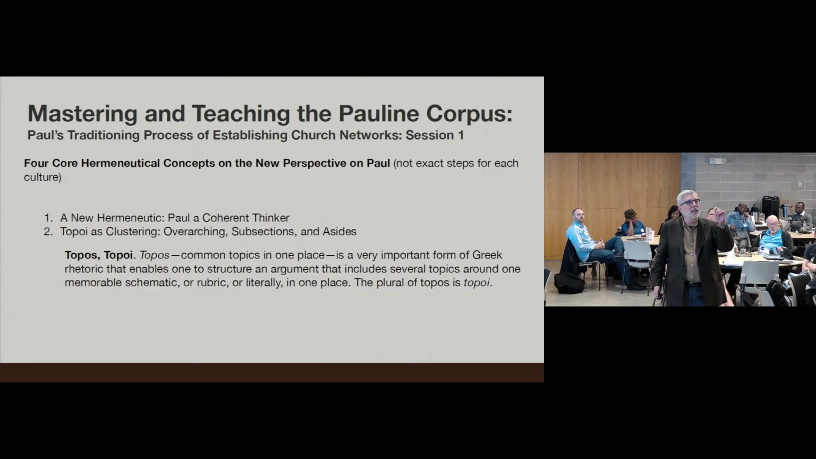Now, a second thing: topoi as clustering, overarching subsections and asides. Topos is common topics in one place, and is a very important Greek form of rhetoric that enables one to structure an argument that includes several topics around one memorable thematic or rubric, literally in one place. The plural of topos is topoi.